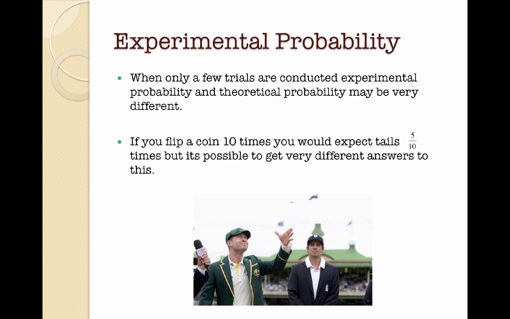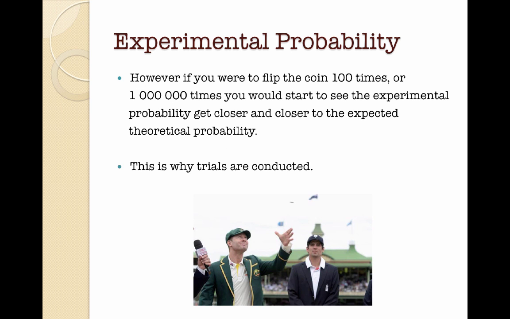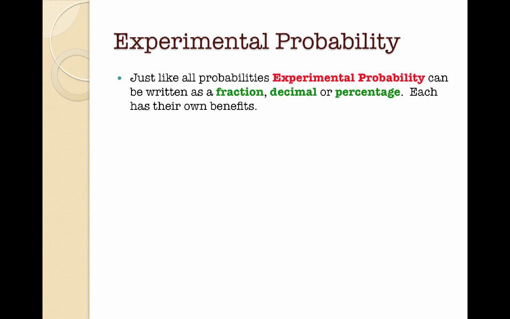When only a few trials are conducted, experimental probability and theoretical probability may be very different. For example, if you flip a coin 10 times, you'd expect tails 5 out of the 10 times. But it's possible to get very different answers to this. However, if you were to flip the coin 100 times or even 1,000,000 times, you would start to see that the experimental probability gets closer and closer to the expected theoretical probability. This is why trials are conducted.